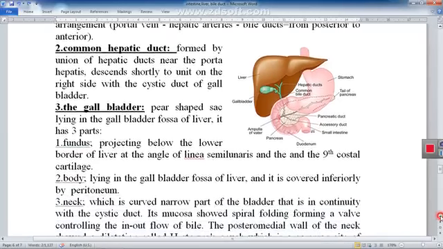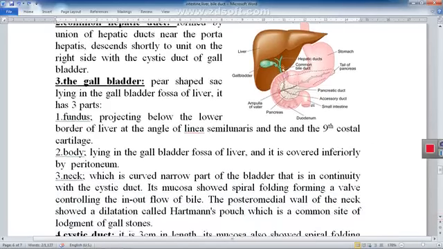The gallbladder is a pear-shaped sac filled with bile lying in the fossa or groove for the gallbladder in the liver. And the gallbladder is covered inferiorly by peritoneum, while superiorly it is not covered by peritoneum because it is adherent to the undersurface of the liver. The gallbladder, which is pear-shaped, is divided into many parts.